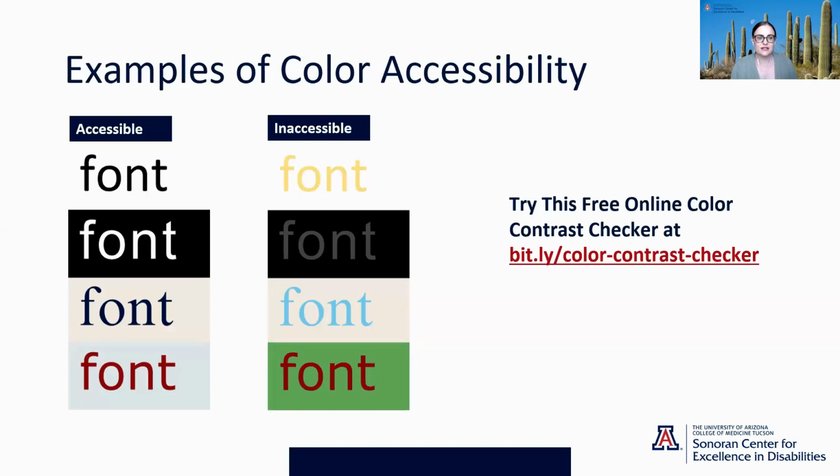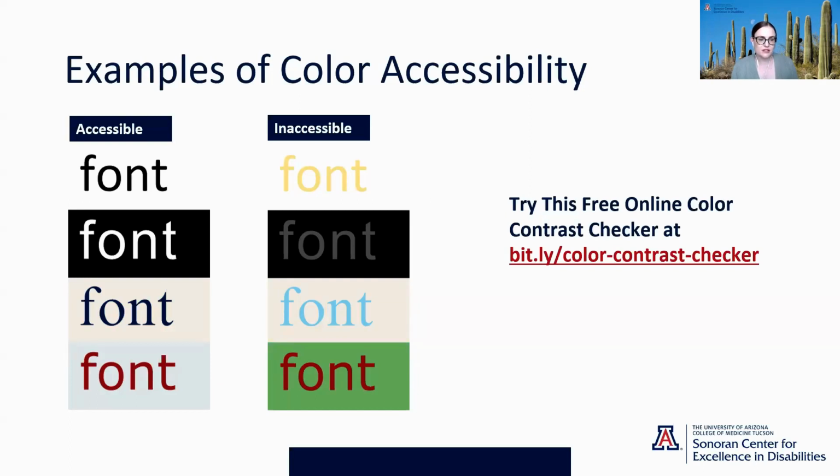Here's an example of accessible and inaccessible color pairings. So the accessible examples show great color contrast, whereas the inaccessible examples do not show enough color contrast, and therefore they are much less readable to diverse audiences. The red and green pairing at the bottom of the inaccessible list looks like it has good color contrast, but red and green should not be used in combination, as that pairing is inaccessible to people with color blindness.